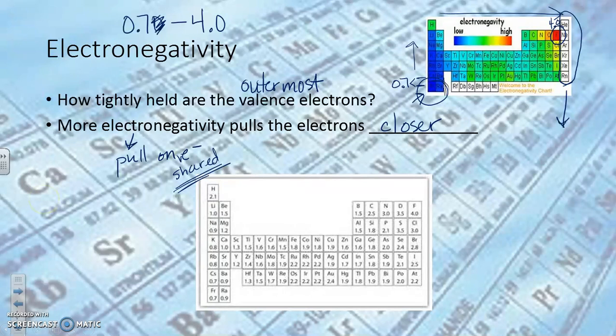Some of them are shared between two or more elements, and so the ones that are shared are going to be pulled. And fluorine, well, it likes to share, but it doesn't like to share a lot. So it'll share somebody else's electron, but it holds it close.